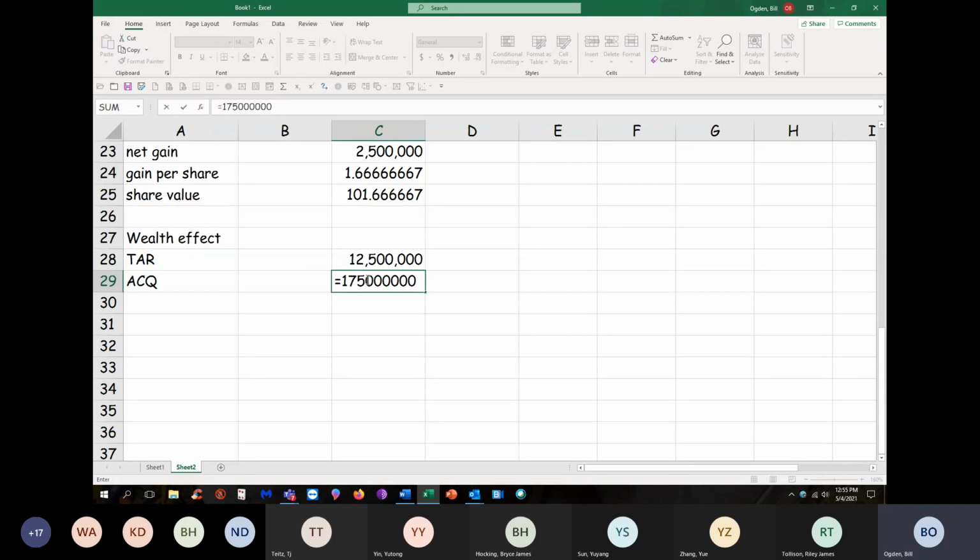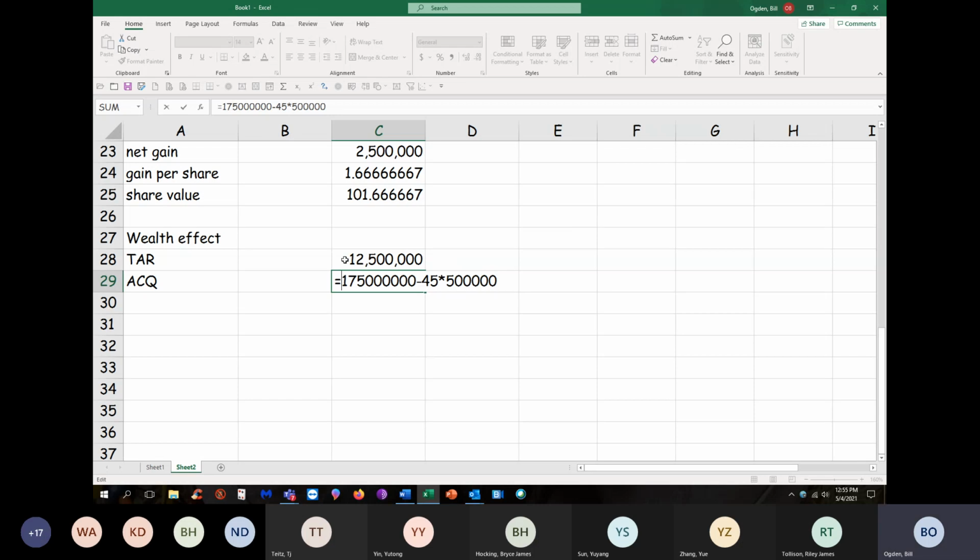Okay, so what did they pay to become worth 175 million? Well, let's subtract that. Minus, they paid $45 times 500,000 shares. Okay. So they're now worth 175 million. They paid $45 times 500,000 shares to be worth that.